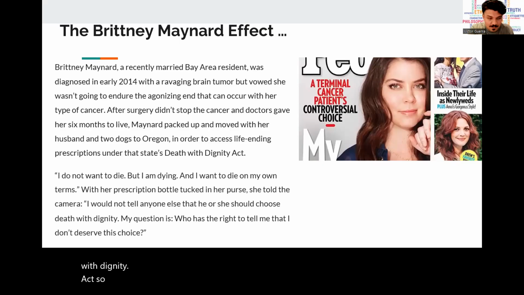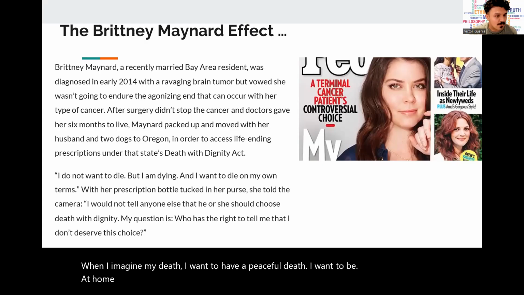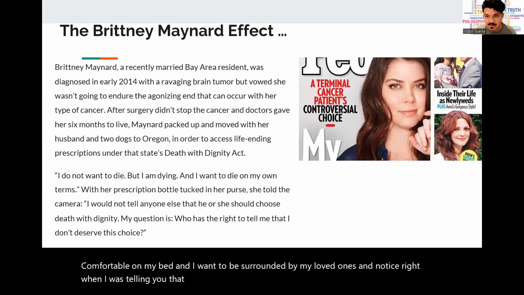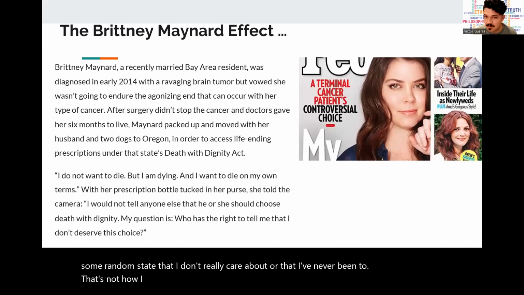So, it's a little morbid, but imagine where you want to die. When I imagine my death, I want to have a peaceful death. I want to be at home, comfortable on my bed, and I want to be surrounded by my loved ones. And notice, when I was telling you that, I said that I want to be at home. I don't want to be in some random state that I don't really care about or that I've never been to. That's not how I want to die. I want to die at home, surrounded by people that I've grown up with.